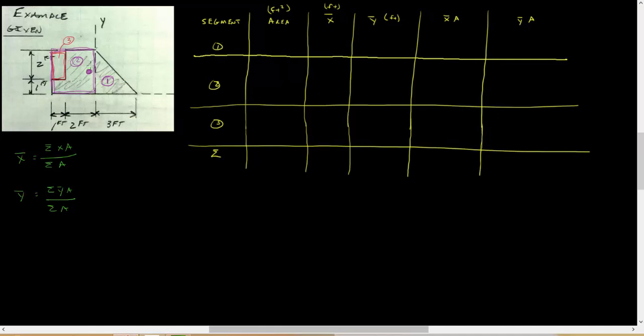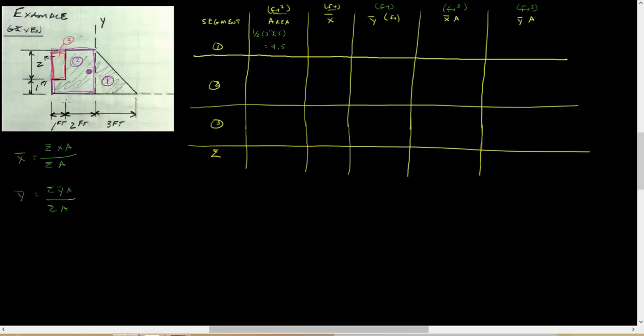So for number 1, the area is 3 feet times 3 feet divided by 2, so 1/2 times 3 feet times 3 feet is going to be 4.5 feet squared. Now you notice that I put all my units up on the top, and notice those are feet cubed. That way I don't have to write all my units in the table. It's just easier to have them up on the top.